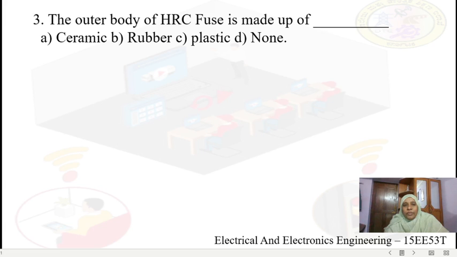So I told you when we were discussing the construction of the HRC fuse, the outer body is a heat resistant body and is usually made up of ceramic. So your answer should be option A.